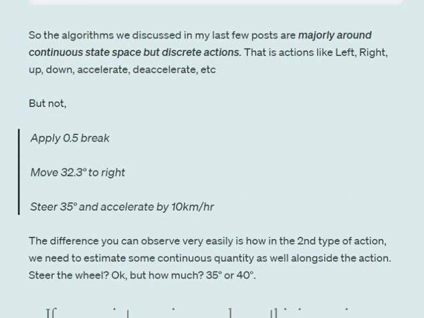This means that we are not doing any quantification. We are taking the action, but no quantification was associated with that, like how much acceleration should I do? How much should I move to the right? Right. So when we have a continuous action space, in this case, DDPG can be of great help.